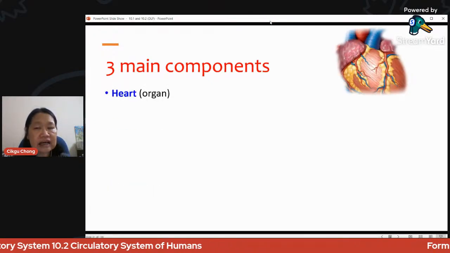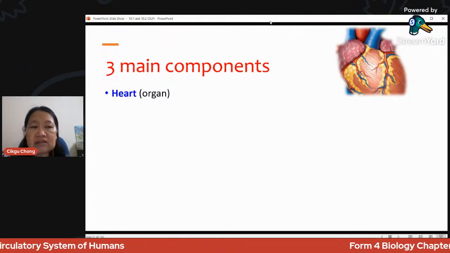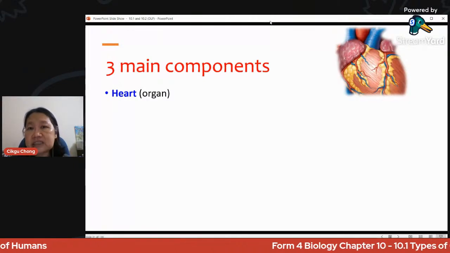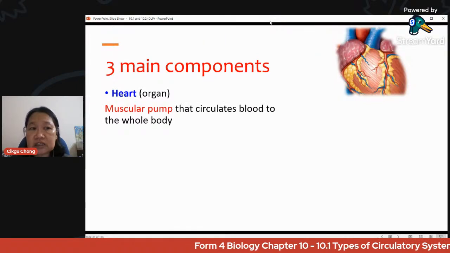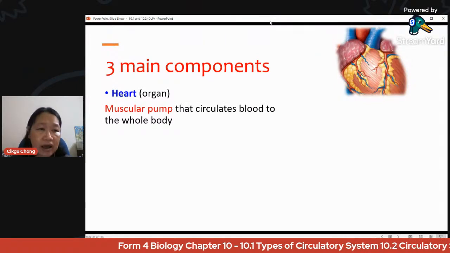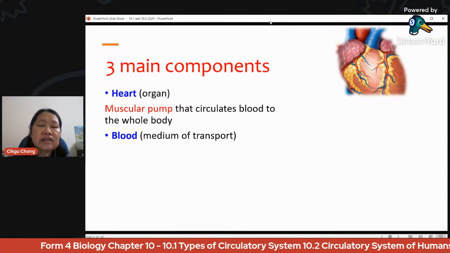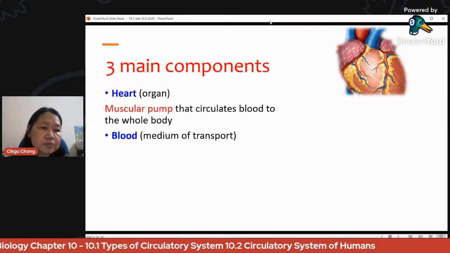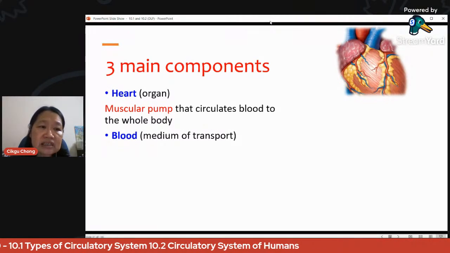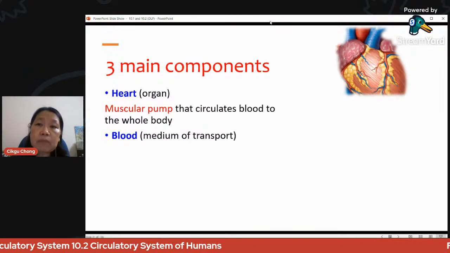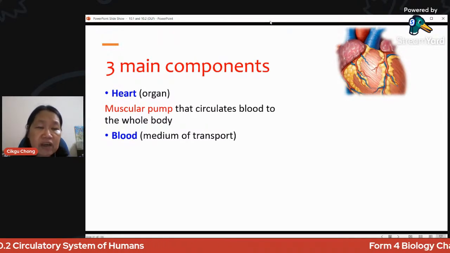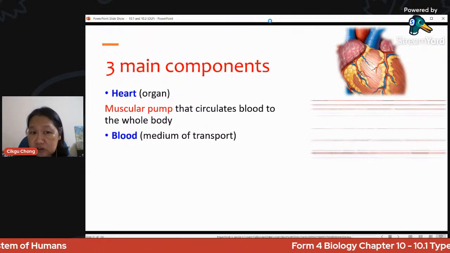If you recall your lesson, I don't know whether you have studied this or not, there is an organ called the heart. That is a pump that provides pressure that circulates the blood to all the parts of the body. Then you have the blood. The blood is a medium of transport. It's the liquid that carries things. If you want to pump something, it must be some kind of liquid that carries the things that you want. So this is the medium of transport.